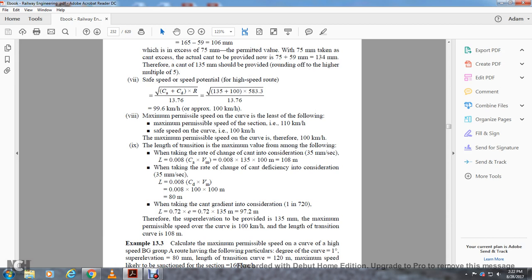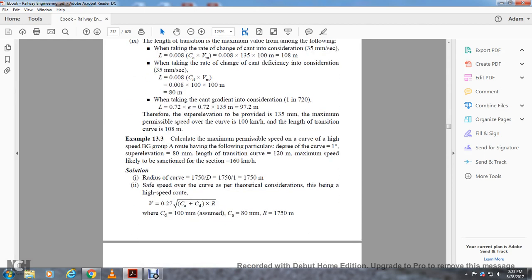When taking the cant gradient into consideration, 1 in 720, the length comes to 0.72 times the superelevation, 0.72 times 135, which is 97.2 meters. Therefore, the superelevation provided is 135 millimeters, the maximum permissible speed on the curve is 100 kilometers an hour, and the length of the transition on the curve is 108 meters.